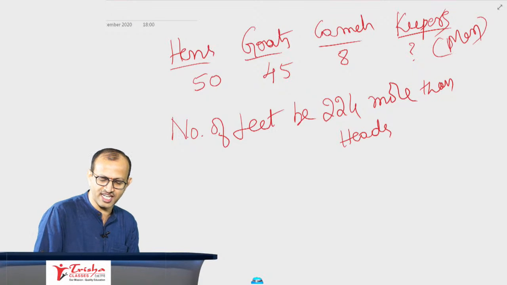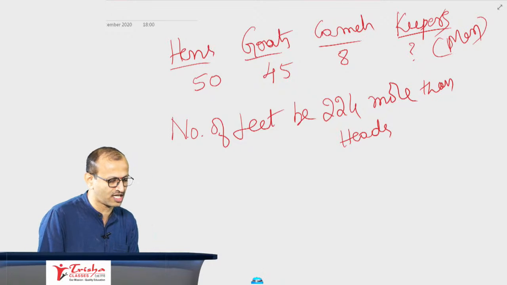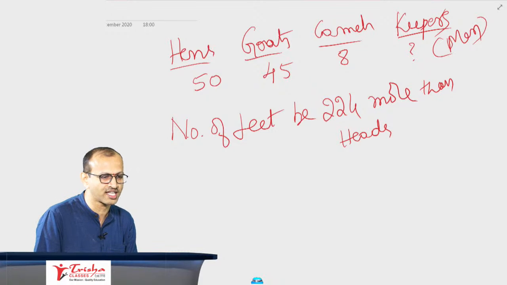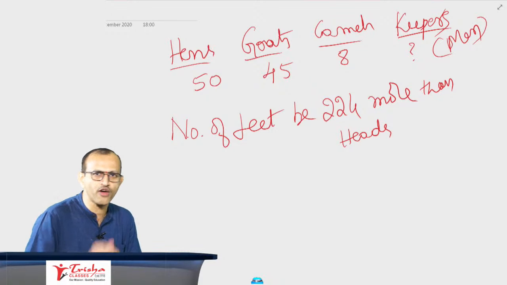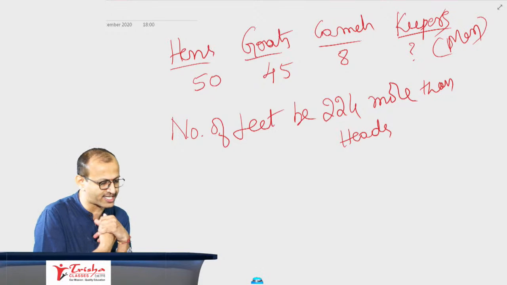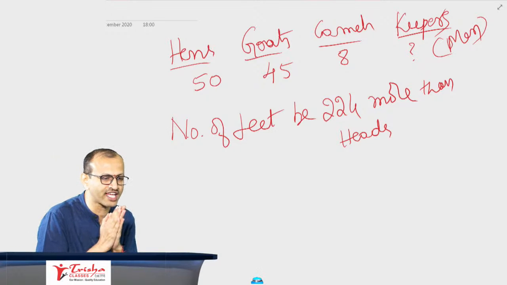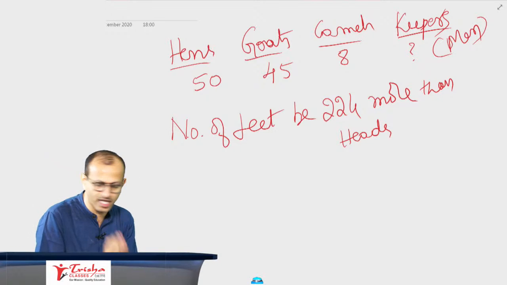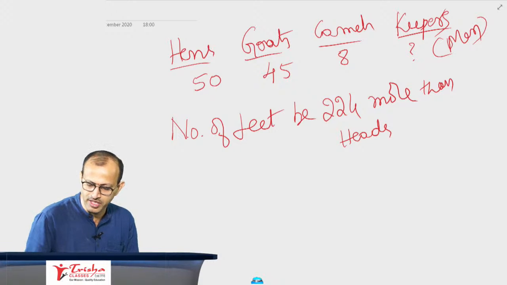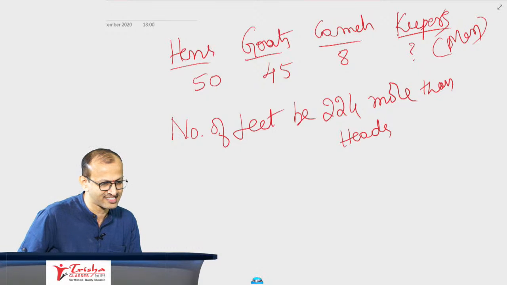So there are hens, there are goats, there are camels, and there are keepers. There is one more. Sabir Hassan, yeah, agree. It says the total number of feet is 224 more than heads. If that is the case, how many keepers, how many men are there? 9 is not the answer.